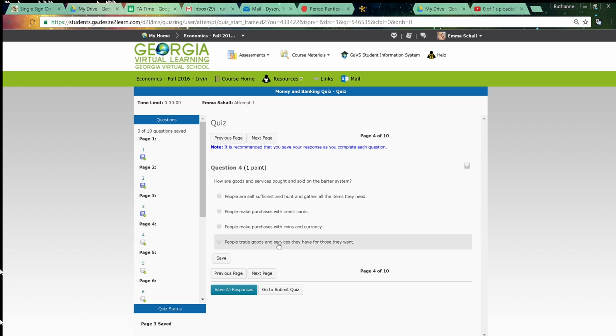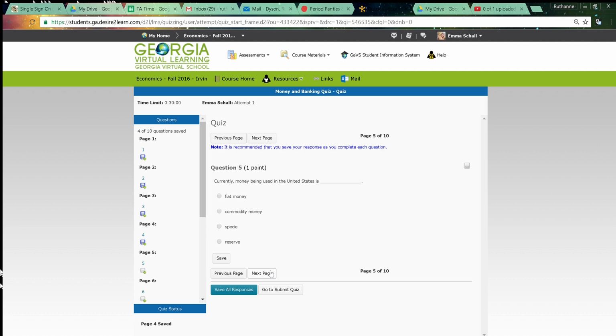People trade goods and services they have for those they want. Okay. The key word here is trade. And then the key phrase is what they have for what they want. So, if I'm an Inuit and I have an animal pelt and my neighbor's got some corn, well, I'm hungry and he's cold. So I'll give him some fur and he'll give me some corn.